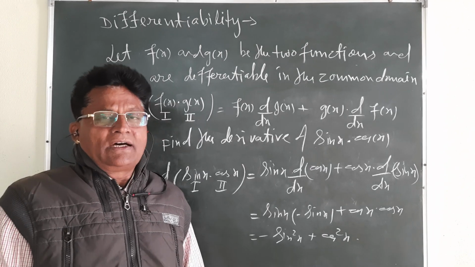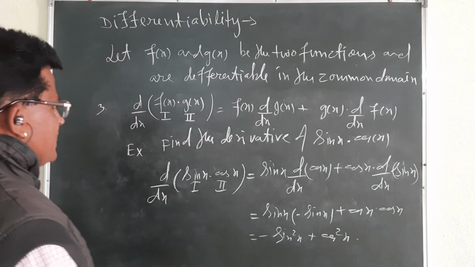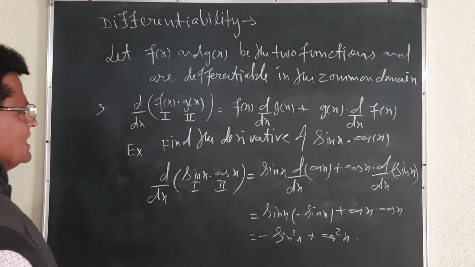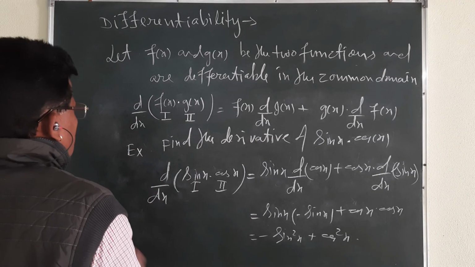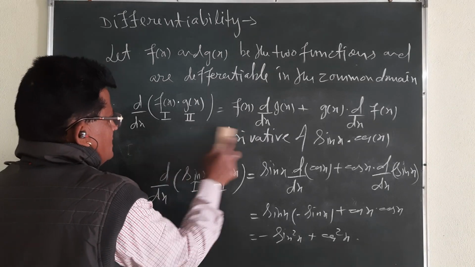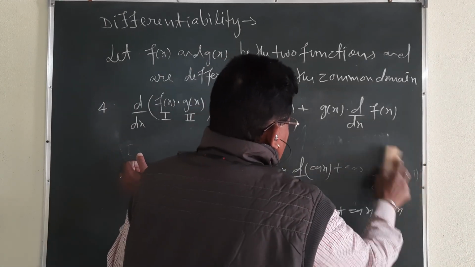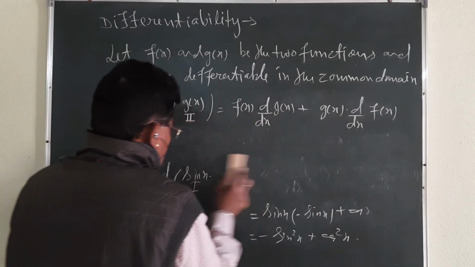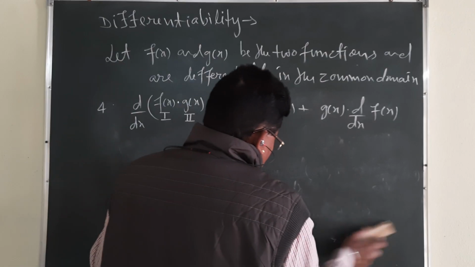The last formula, which is also very important, I am going to take whenever the functions are in the cosine form. That is the fourth form. I am going to take the fourth form when the cosine form of the function is given, then how will we find its differentiation?